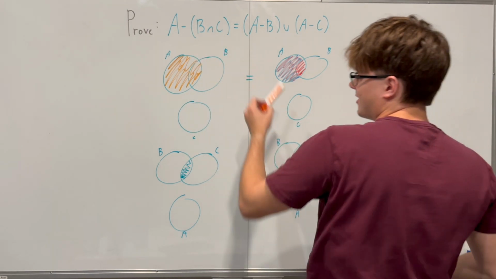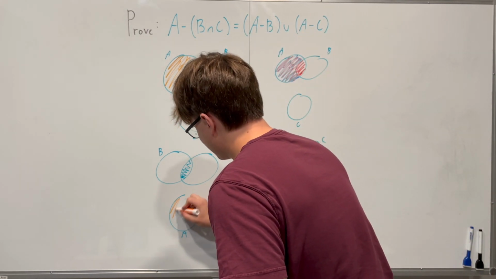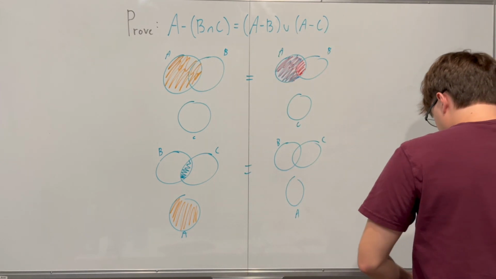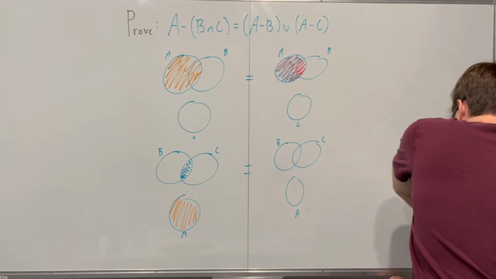Well, everything in A that's not in this region is just going to be all of A, since A doesn't share anything with that shaded in region. Okay, what about here? Well, here, we're going to find something similar.